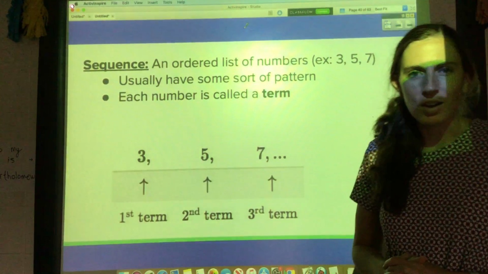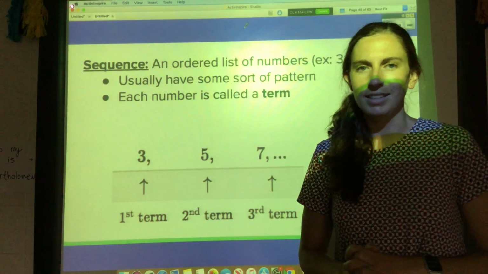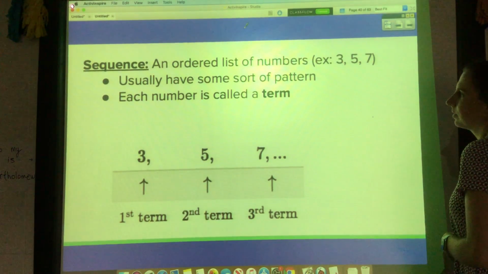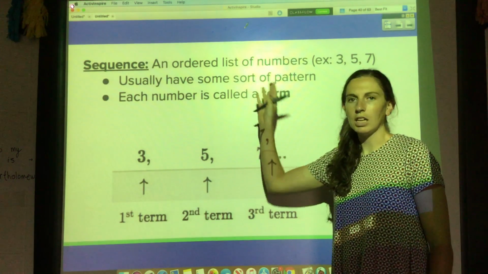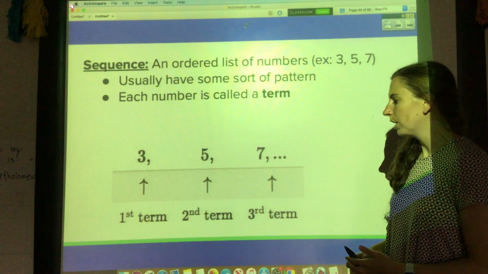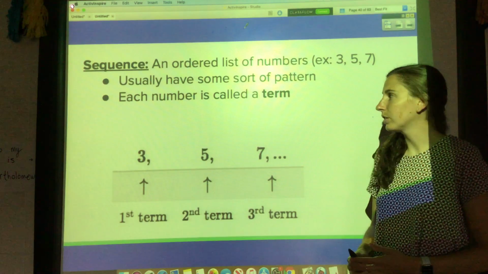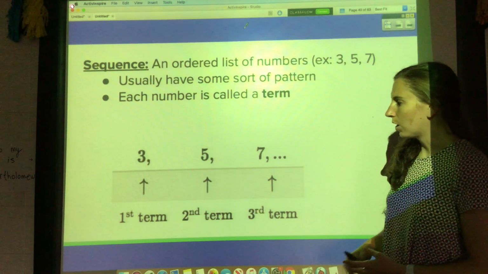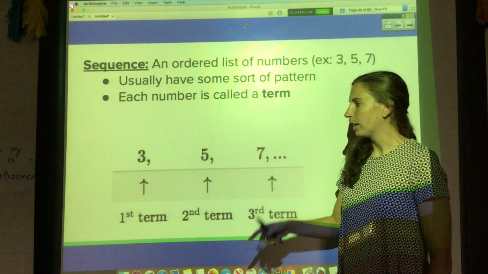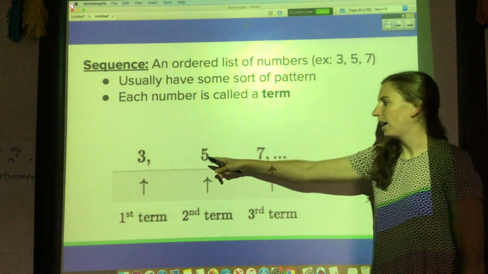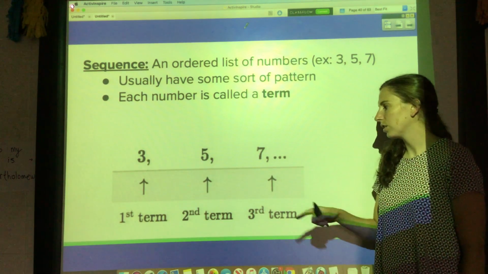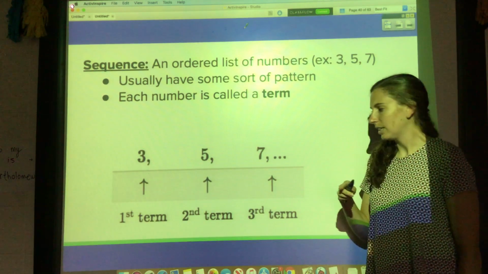So this video is about something called arithmetic sequences. A sequence is just a list of numbers, and they're in order. Each of those numbers is called a term. In this particular sequence, 3 is our first term, 5 is our second term, 7 is our third term, and it keeps going. The ellipsis shows that.